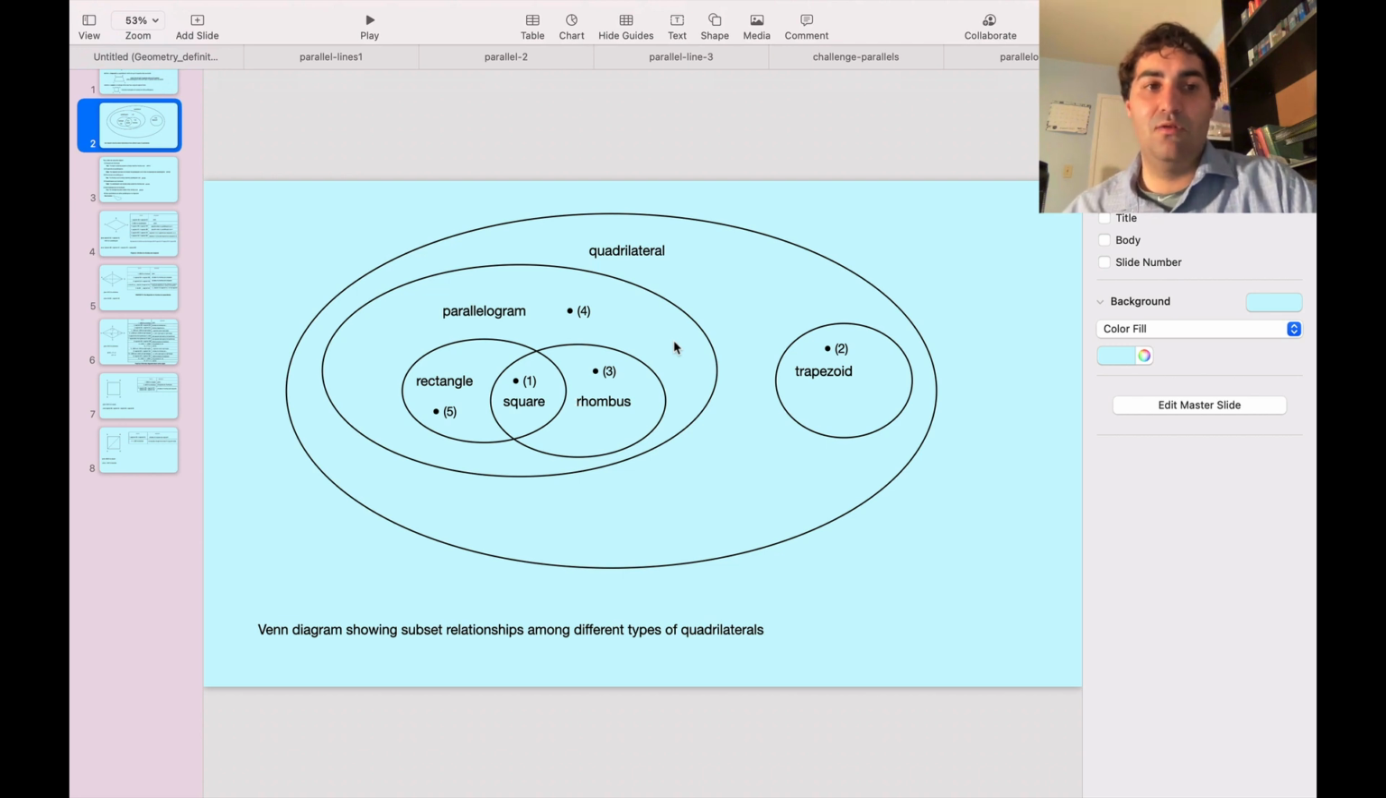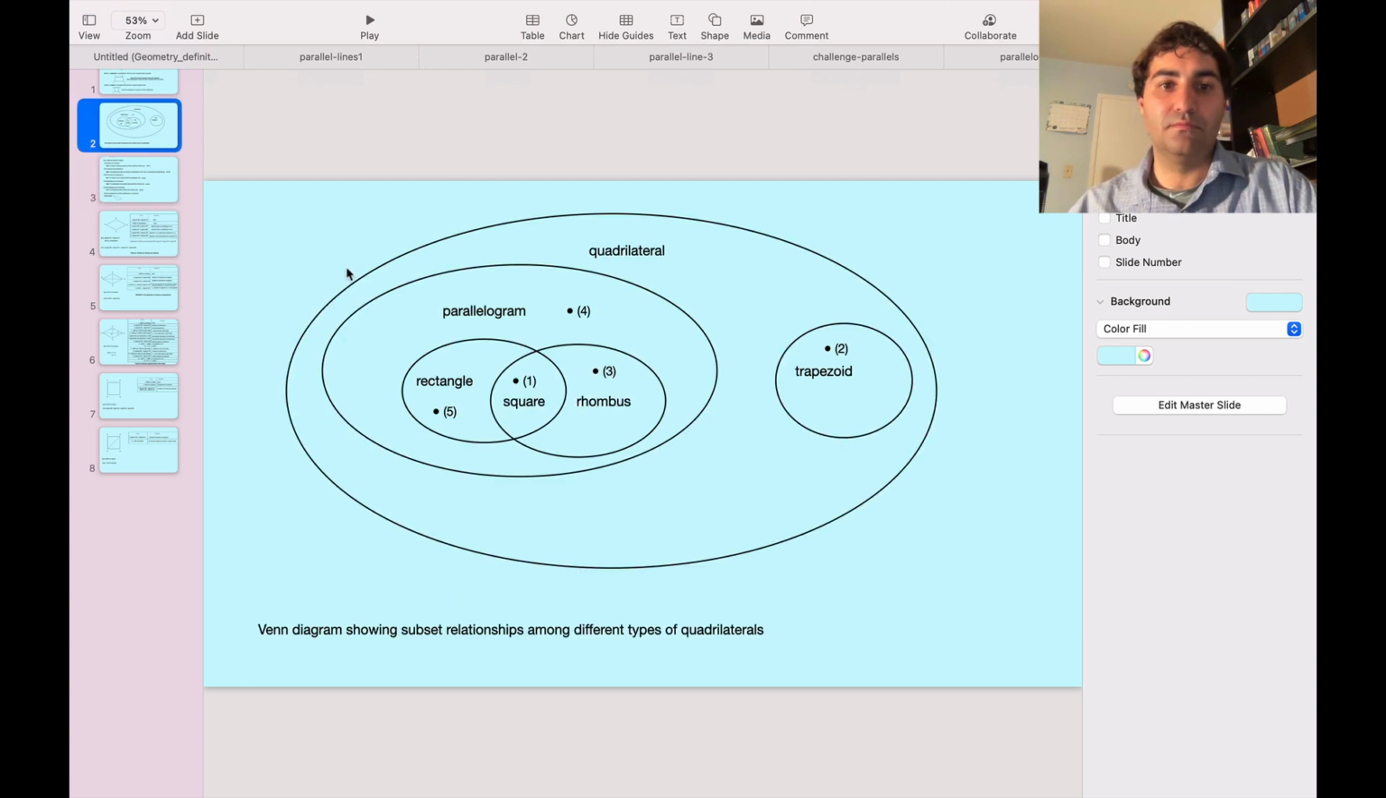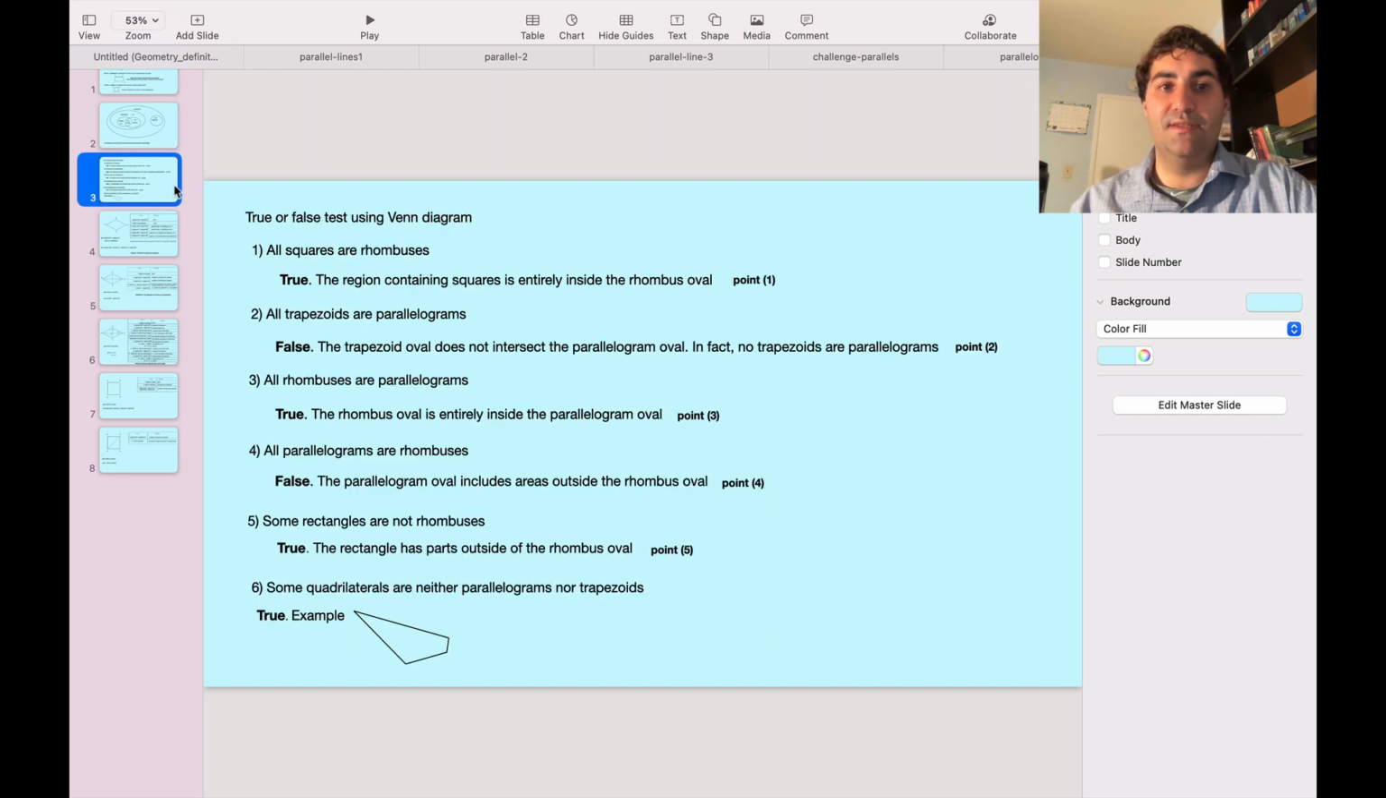So I made up a quick true and false test to help you think critically about the relationship between these different shapes. The first statement is, all squares are rhombuses, and that's true. The region containing squares is entirely inside the rhombus oval. So here's the region containing squares, point 1, and this region is entirely inside the oval containing rhombuses. So all squares are going to be rhombuses.